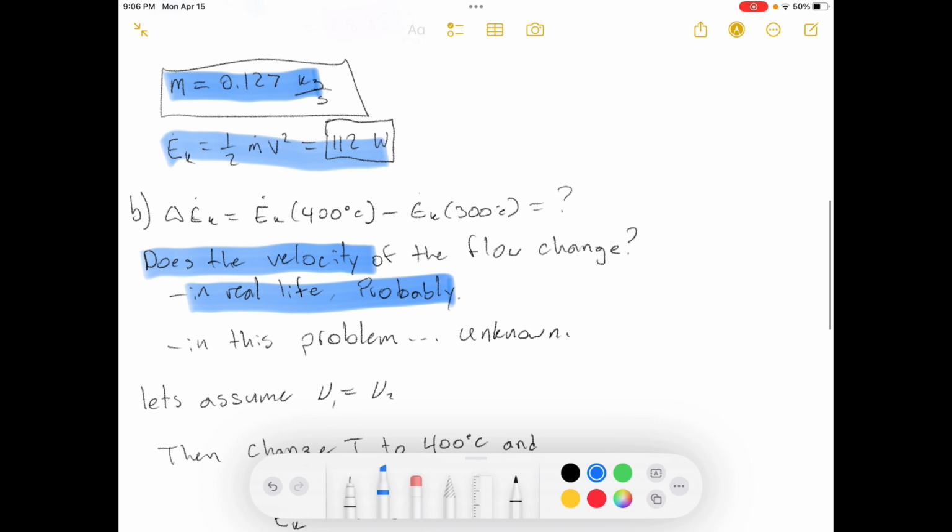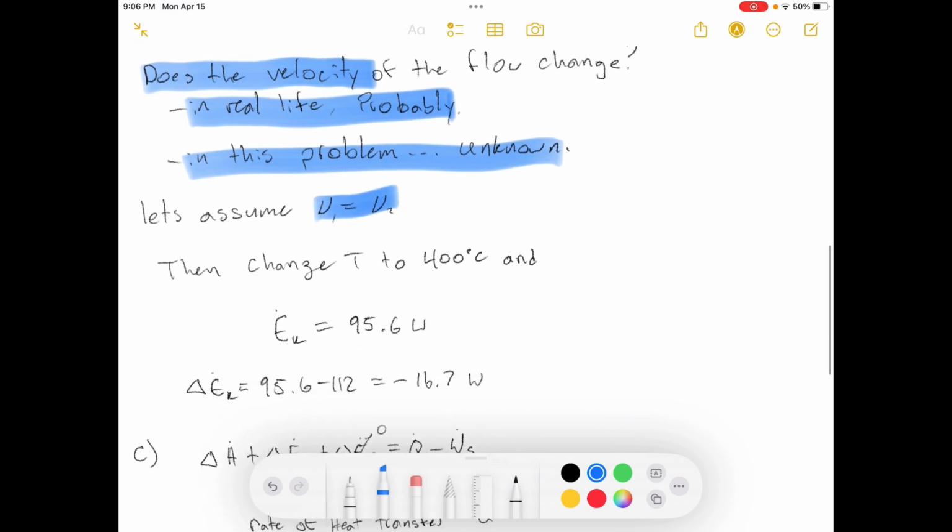So I can assume that the velocity doesn't change. In this problem, I don't know exactly what they mean, so I assumed that the velocity doesn't change so that we can calculate a kinetic energy. If the velocity doesn't change, but the temperature is higher, so the volumetric flow rate is lower, then the kinetic energy is going to be lower.